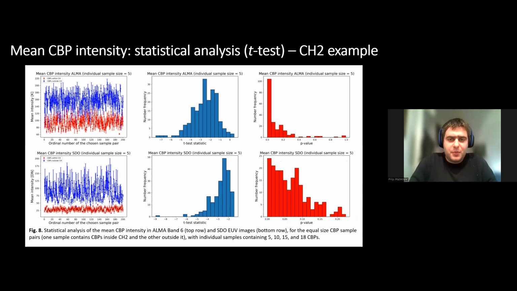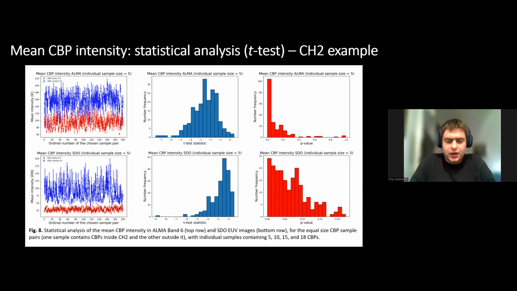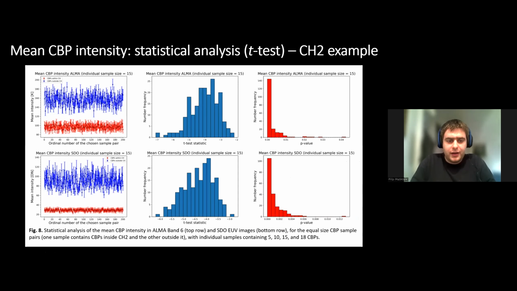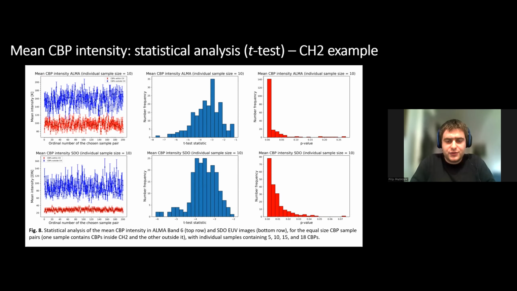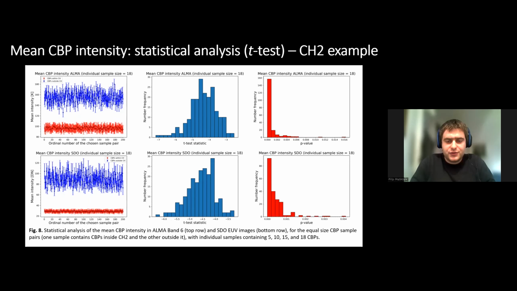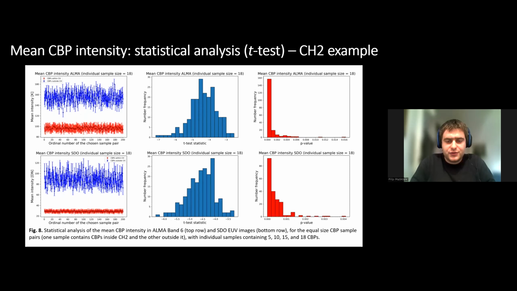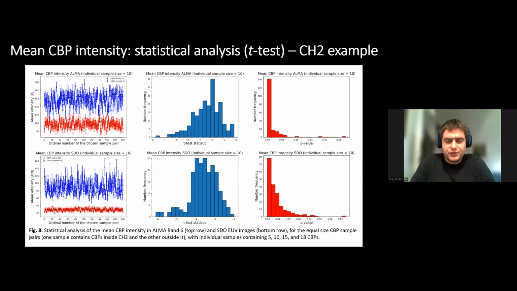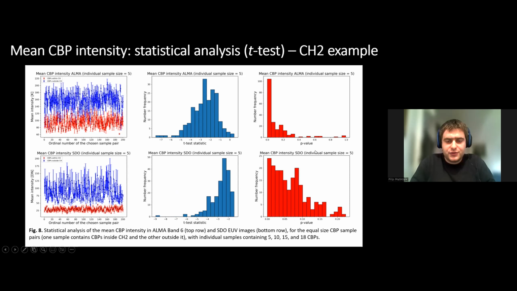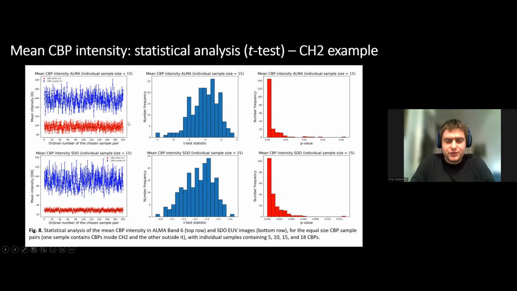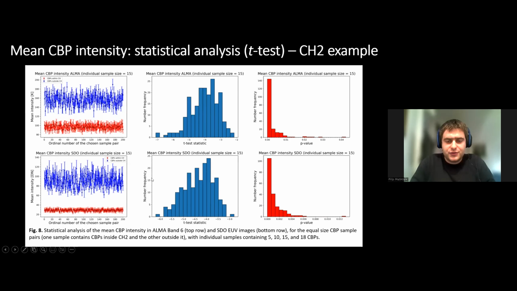After the measurement of the properties is done, we use statistical analysis to see if there is any significant difference in the observed properties between CBPs within and outside of coronal holes. We first randomly select 2 equal-sized CBP samples, one inside and the other outside the coronal hole, and then a t-test was conducted on them. This procedure was repeated 200 times, each time with a newly randomly selected CBP sample. The results are shown here, specifically for the mean CBP intensity for the CH2 example, where the first row shows the ALMA data results and the second row the SDO data.